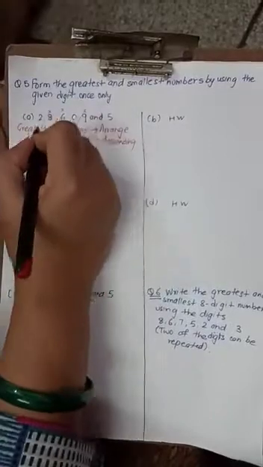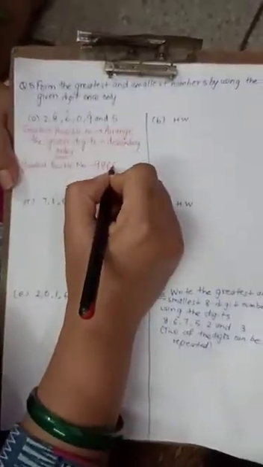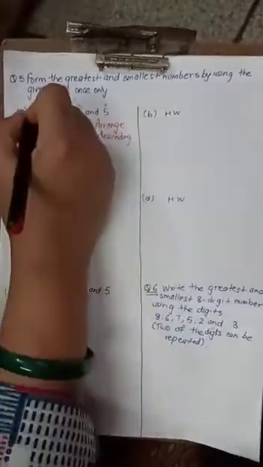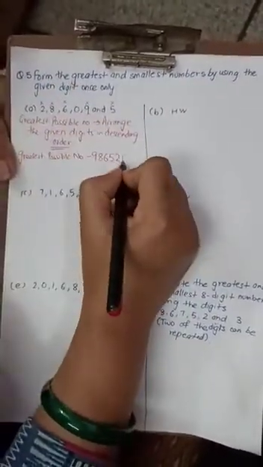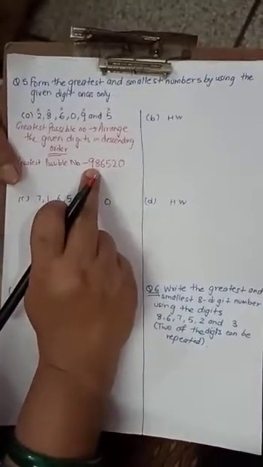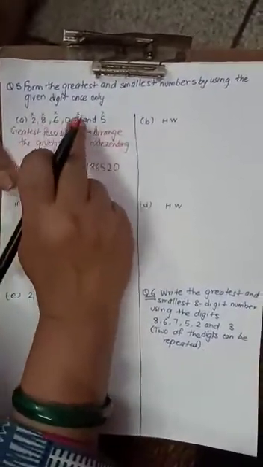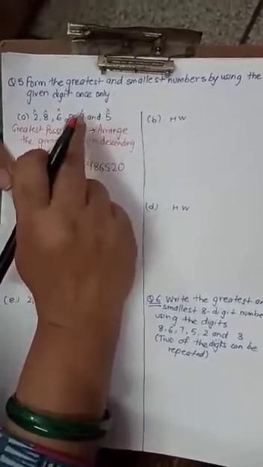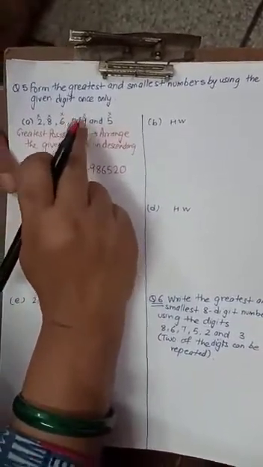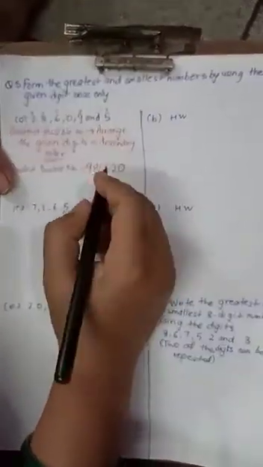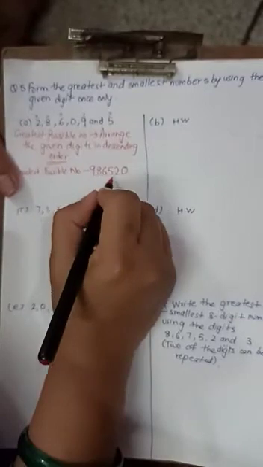This is also done. Next is 5. Next is 2. Next is 0. So this is the greatest possible number which can be formed using these digits without repeating any digit. We are not repeating any digit. We are using the digit only once. Now a very important thing, you do not have to put any commas over here.